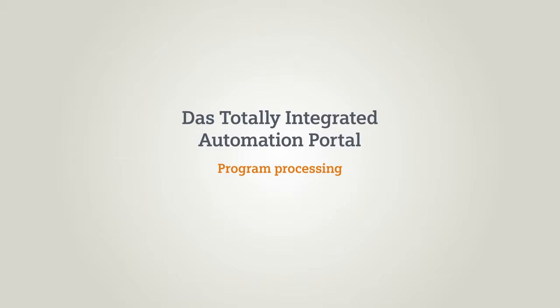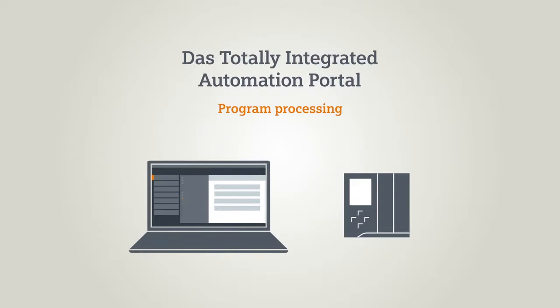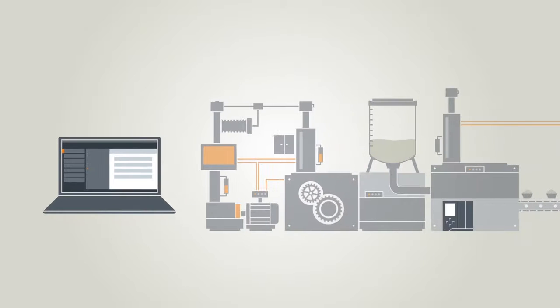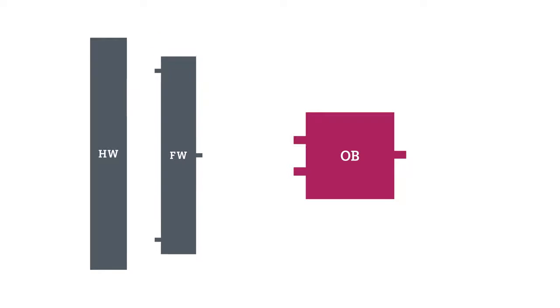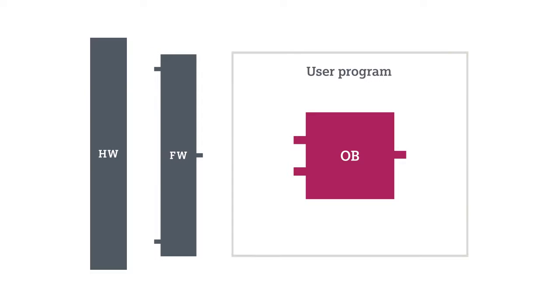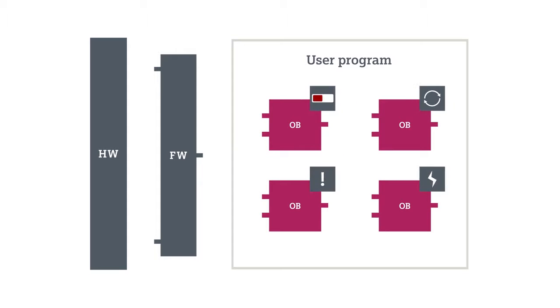This chapter talks about the program processing of a SIMATIC controller. Organization blocks, short OBs, form the interface between the firmware and the user program you have created. These OBs control the behavior of the system and the reactions to specific events. Those could be startup characteristics after powering on, cyclic program processing, a reaction to an alarm, or the error handling.